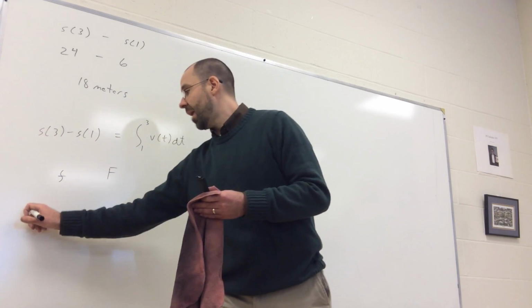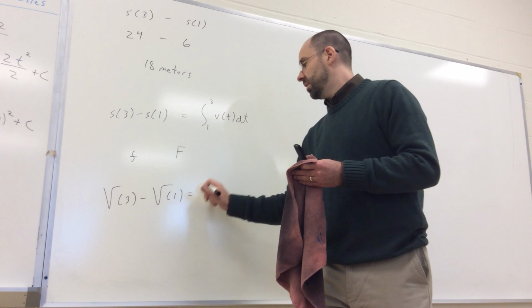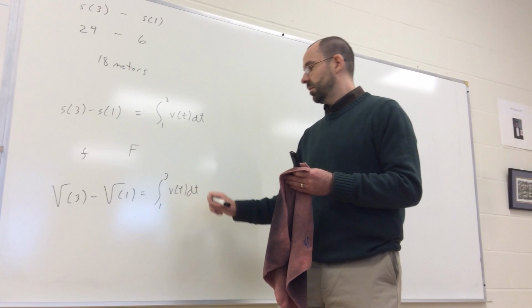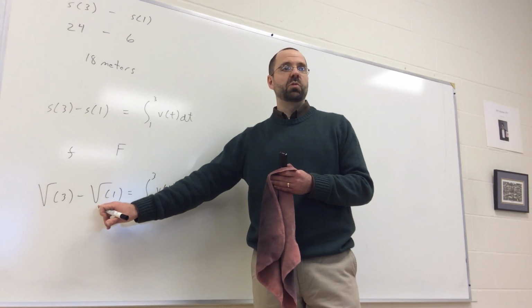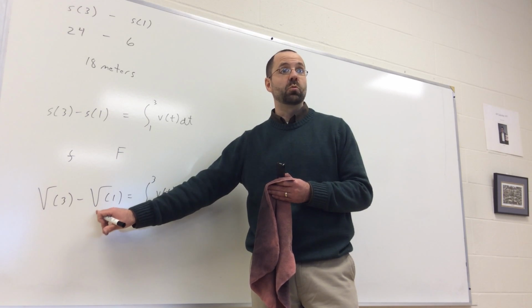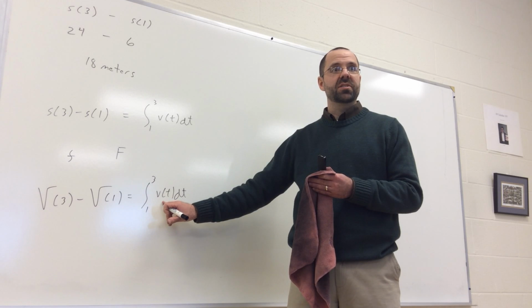So that means capital V of 3 minus capital V of 1 is the same as the integral from 1 to 3 of v of t dt. So I know I'm making those capitals really big, but that's just to emphasize that this is not velocity, this is the antiderivative of velocity. It's a different function than that lowercase velocity.